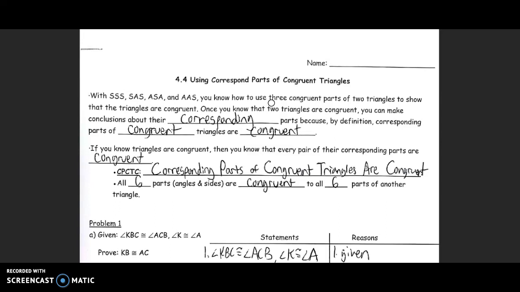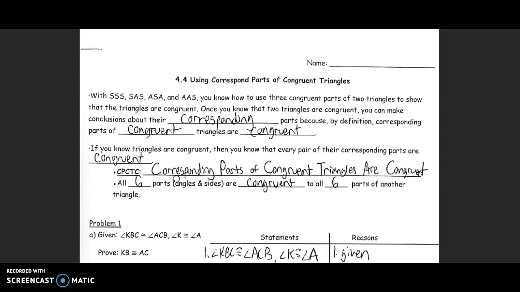We can make conclusions about their corresponding parts because, by definition again, corresponding parts of congruent triangles are always congruent. We're going to see that a few times in this paragraph. If you know triangles are congruent, then you know that every pair of their corresponding parts are congruent, and that kind of comes from the first section. Everything from one triangle could match the other. So we're going to abbreviate that in our proofs as CPCTC, and that's corresponding parts of congruent triangles are congruent.